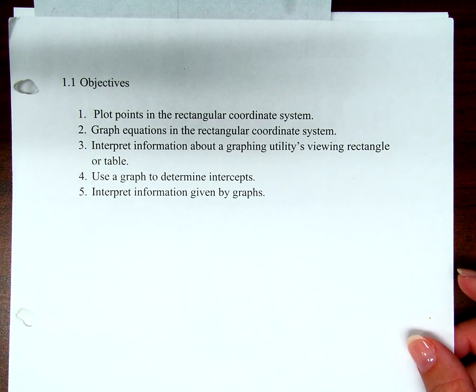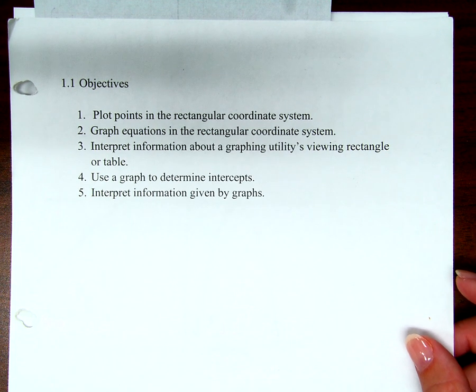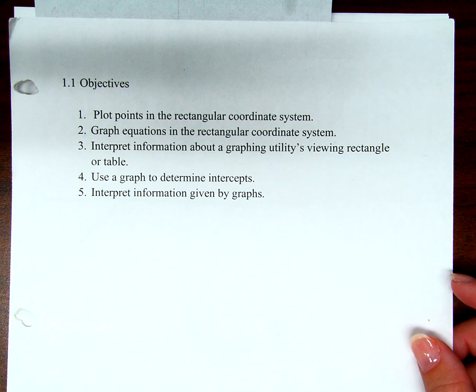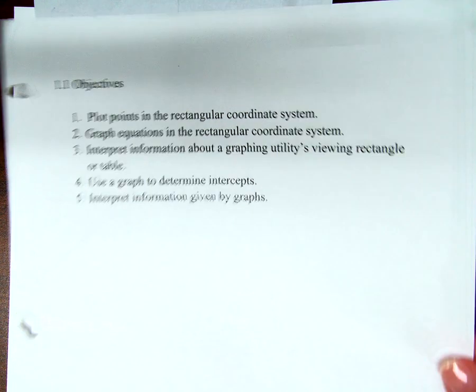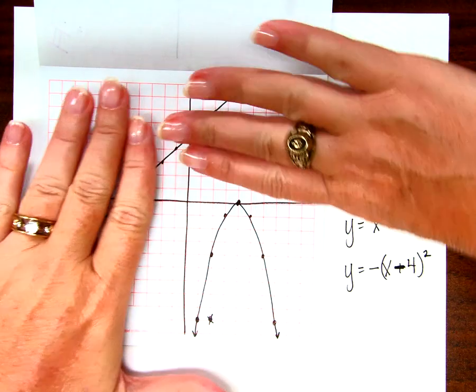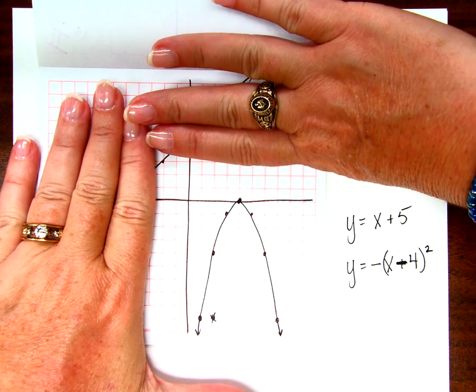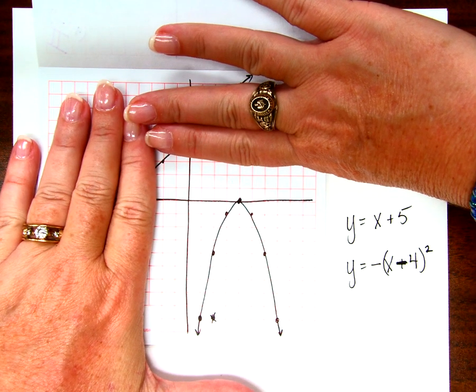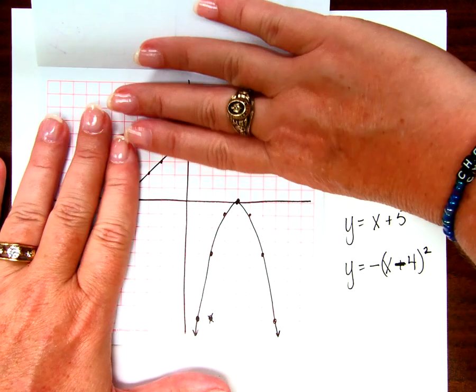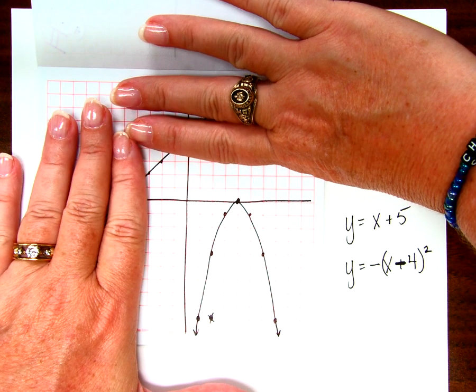Okay. What about interpreting information about a graphing utility's viewing rectangle? If I say, what's the best viewing window for this parabola? Wouldn't it be something like that? So we could see the whole thing? Maybe see the origin. I wouldn't want to probably just see that because that's not giving me a lot of information, right? Maybe something like that would be a good window, right?